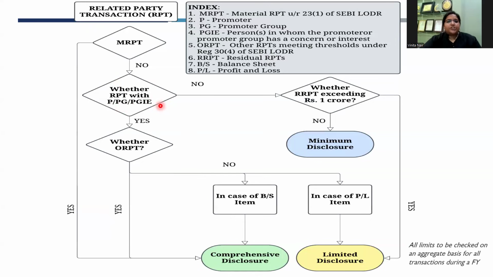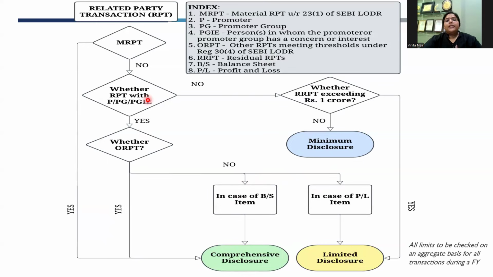If the quantum of transaction is more than the materiality threshold applicable to the listed entity, which means it is an ORPT, then I need to give a comprehensive disclosure. If it is not an ORPT, then there is another check that we need to do: the nature of transaction, whether it is a balance sheet item related transaction, or a P&L related transaction. If it's a balance sheet item transaction, I still need to provide a comprehensive disclosure. But if it is a P&L item transaction, then I just need to give a limited disclosure.